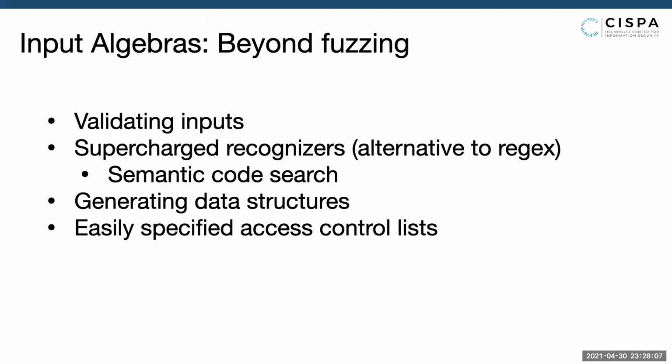Beyond testing, that is precise control during fuzzing and for validating fixes, our input algebras have a number of other uses. They can be used as a mechanism for validating inputs, removing dangerous inputs before they reach the parser. And they can also be used as an alternative to regular expressions, forming supercharged recognizers. And such recognizers can be used for static analysis of code bases, looking for specific bug patterns. And we can use input algebras for generating data structures for API calls. All these form our future work.